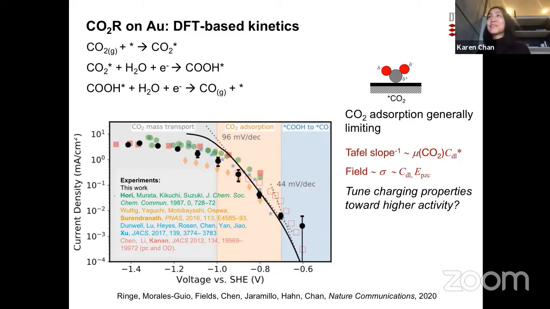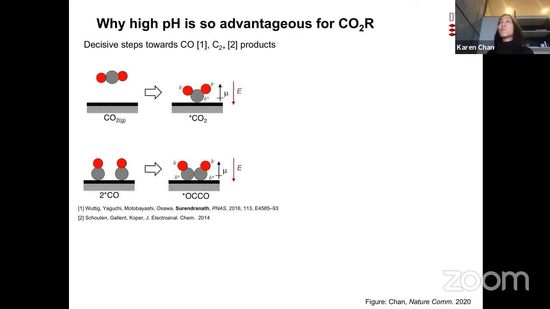Before I get to how we tune these, though, I do want to mention one thing, and that is why high pH is advantageous for electrochemical CO2 reduction. For the specialists in electrochemistry, this is kind of preaching to the choir, but it's also something that has caused a bit of controversy, so I just want to talk about it for a little bit.